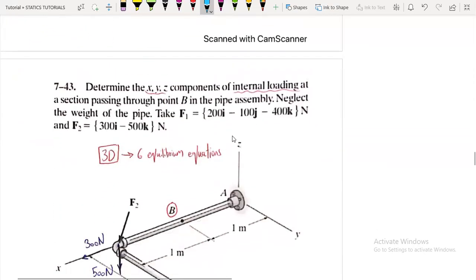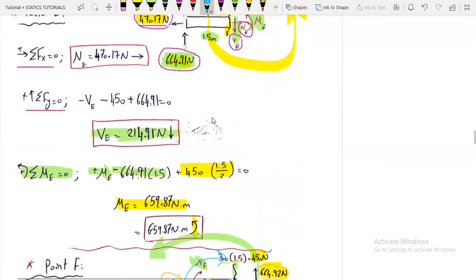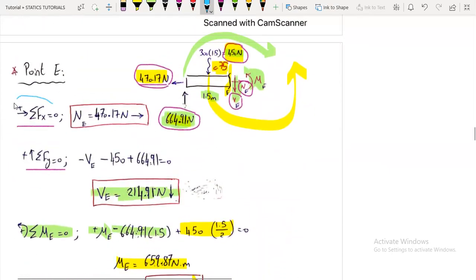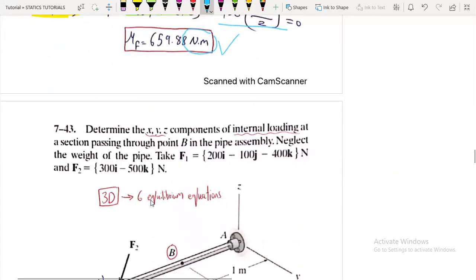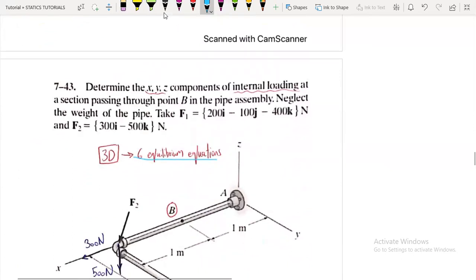Now here it's a 3D problem. In the 2D problems, we have what? 3 equations, correct? Summation of forces Fx, Fy, and the moment. 3 equations. And in these 3D problems, we have 6 equilibrium equations available. So here, determine the x, y, z components of internal loadings at a section passing through point B. So we should make a cut here, okay, or take a section.